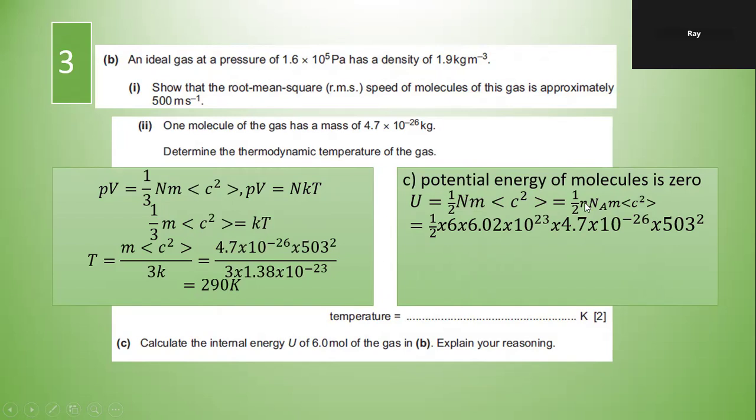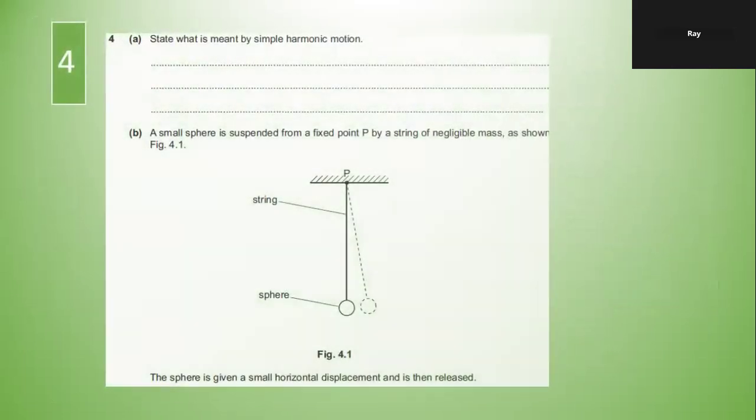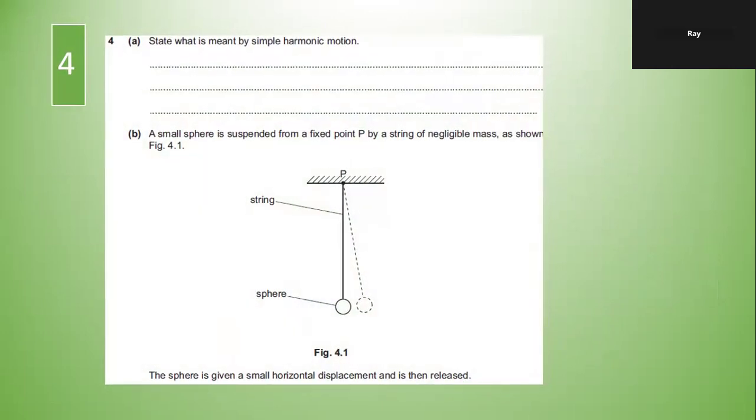Replace your N with number of moles times Na, Avogadro's number, and put in your values. Half, number of moles is 6, Avogadro's number, and the mass of a gas molecule, and then c square, just what we got previously. Round to two significant figures: 2100 joules. Any comment? No. You can expect this so far.